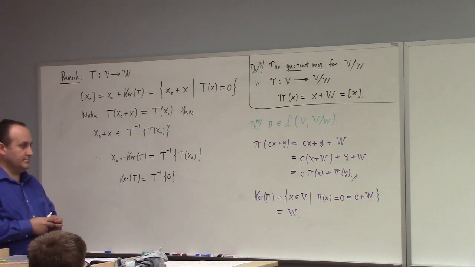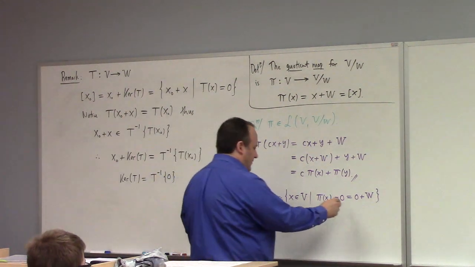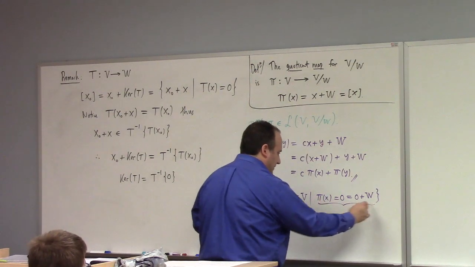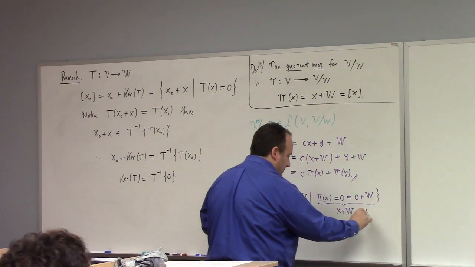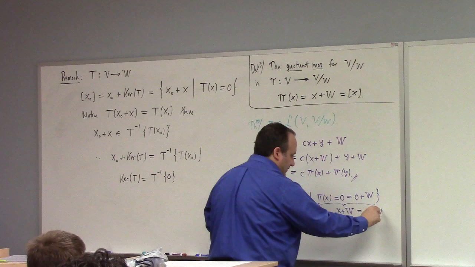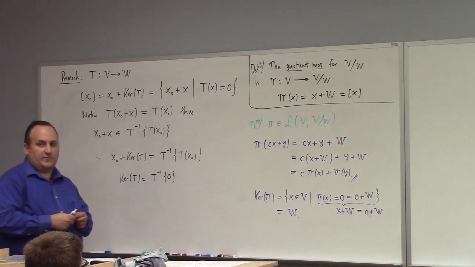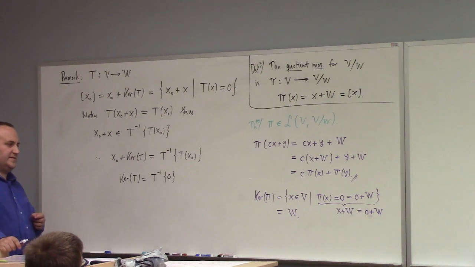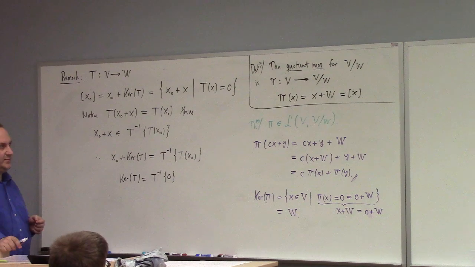Right. Sorry, one more thing here. So this amounts to the equation x plus w equals w, or 0 plus w. And the only way that's true is if x is in w, by the theorems we proved the time before last, actually. All right. So yeah, the kernel of pi is w.